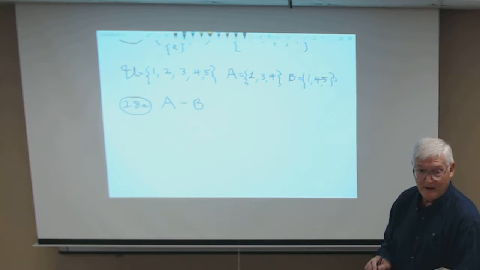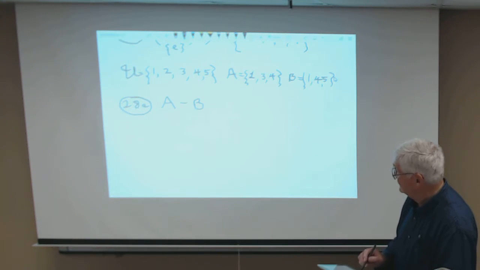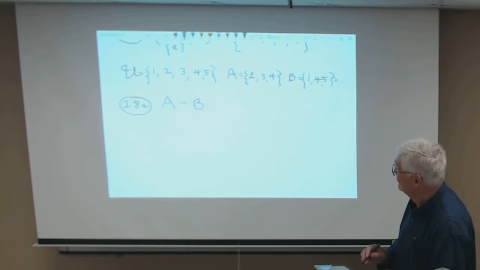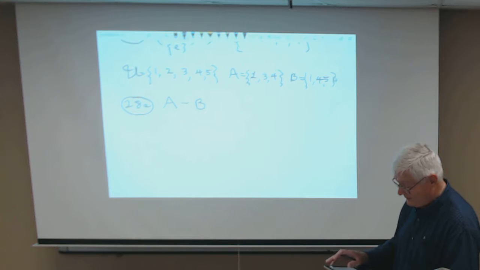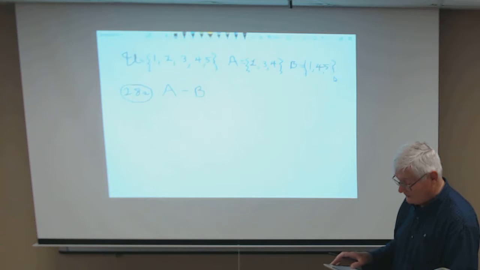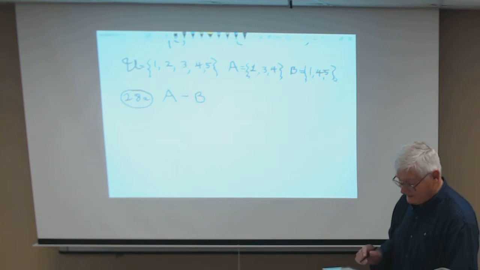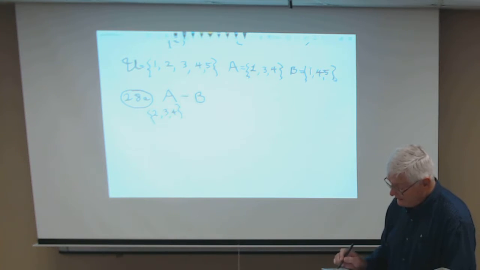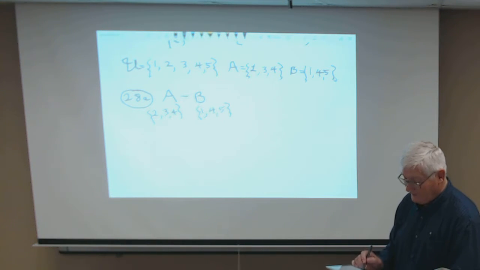So, you could probably read that. That says A minus B. Does everybody see that? Where it says A minus B. Okay? Oh, turn it back down so you can see all this information. So, where's A? 2, 3, 4. What's B? 1, 4, 5. Okay, subtract B from A.